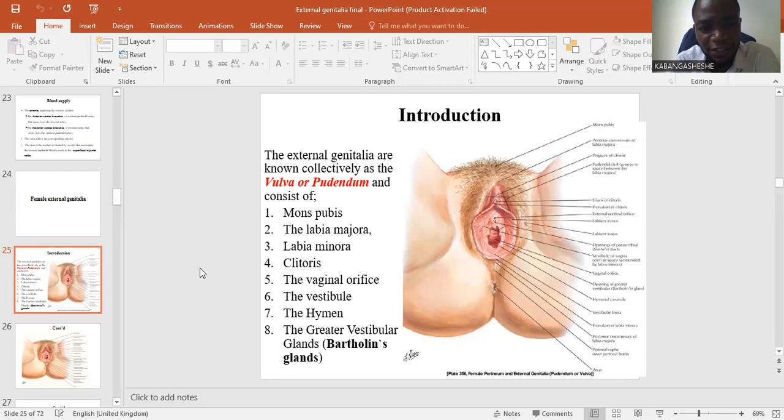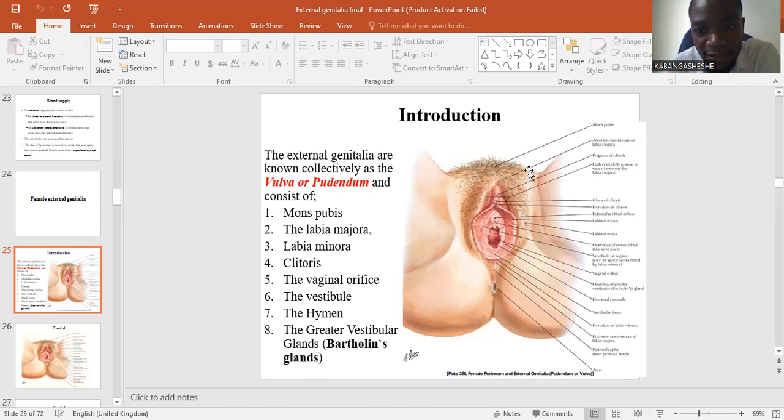So the female external genitalia is also known as a vulva. The part of the female reproductive system that you can see with the naked eye is known as the vulva, or you can simply call it the pudendum. Same thing. So all this area you're seeing here is known as the vulva. What structures are there? About 8. So number 1 is the mons pubis.